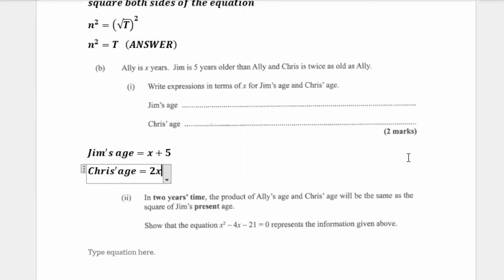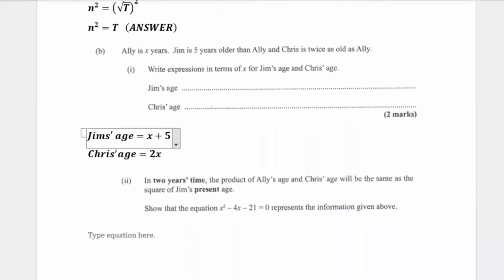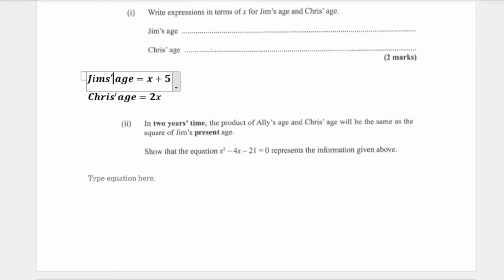It would have only been X plus 5 times 2 if they were comparing Chris's age to Jim's age, but they were actually comparing Chris's age to Ali's age just the same. And that is how you'll get 2 times X. And this is our 2 marks here. Very good, X times 2, and that is how we get the 2X.